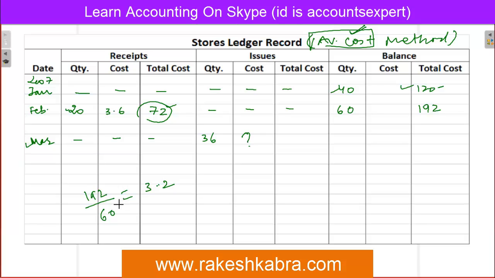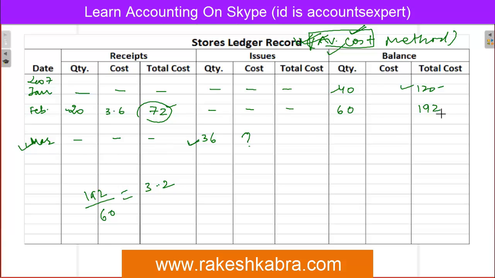Get my point? Let me explain again. See, in the month of March we are selling 36 units. So what is the cost of those 36 units? And here we are following which method? Average cost method. So to value the inventory sold, to compute the cost of goods sold, try to concentrate on my words. Here we sold 36 units. So what is the cost? That cost we will compute by applying average cost. So first we need to compute the average cost.